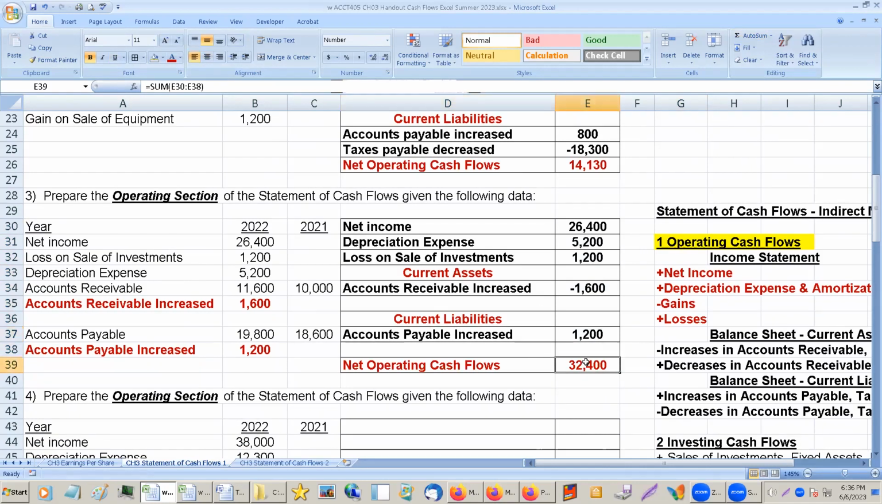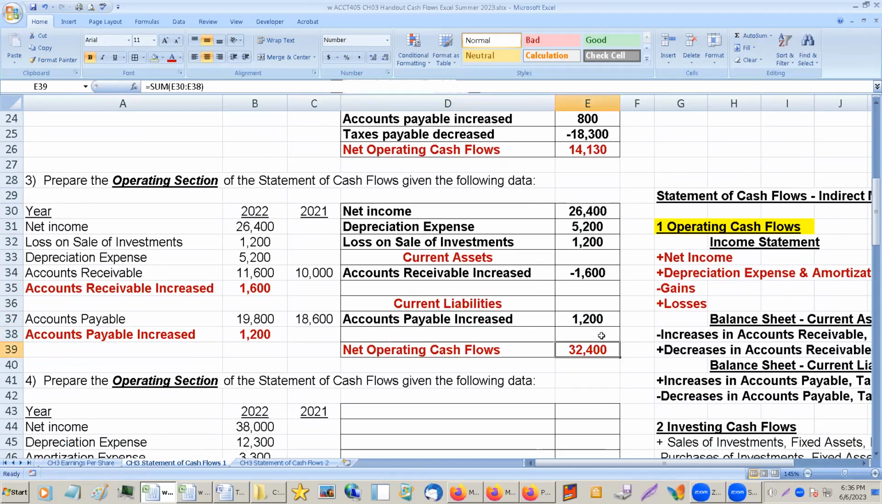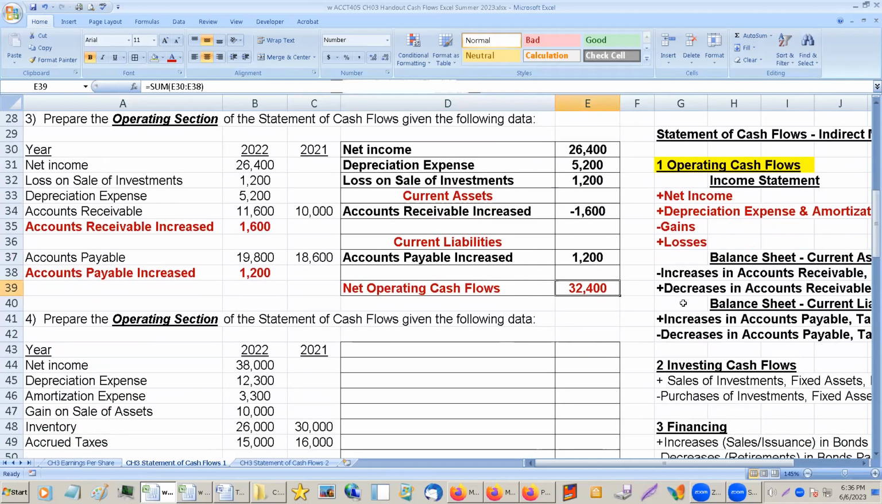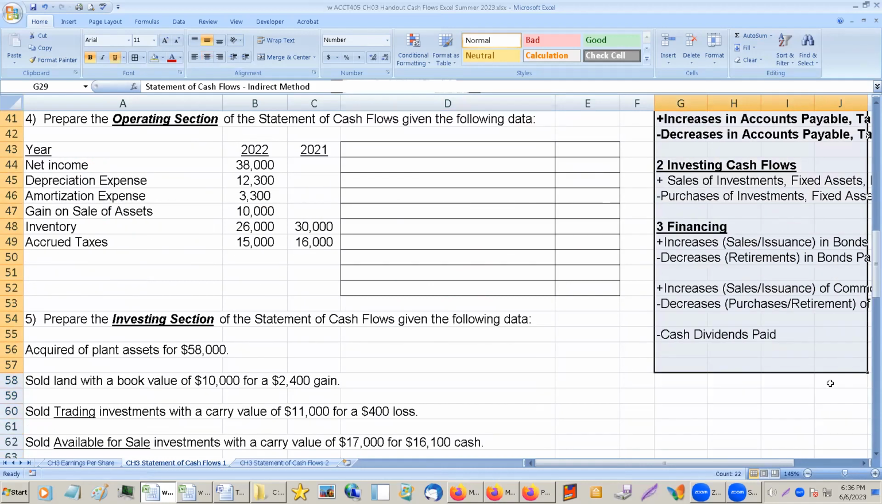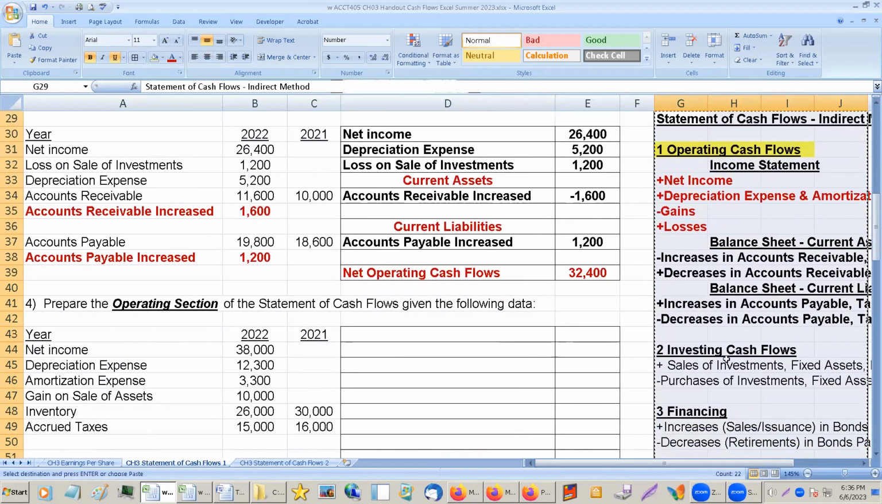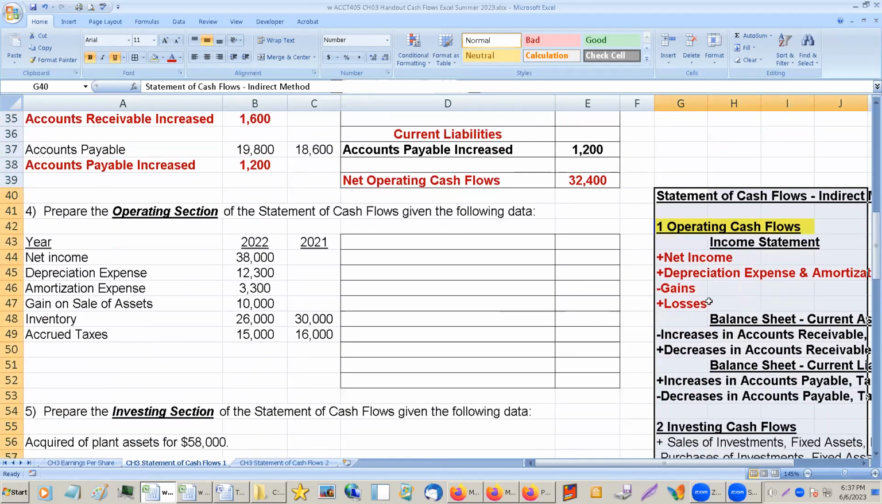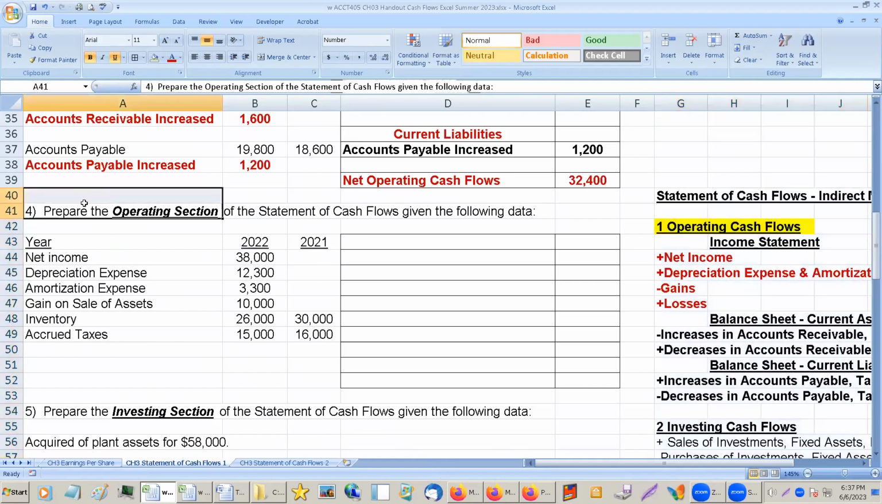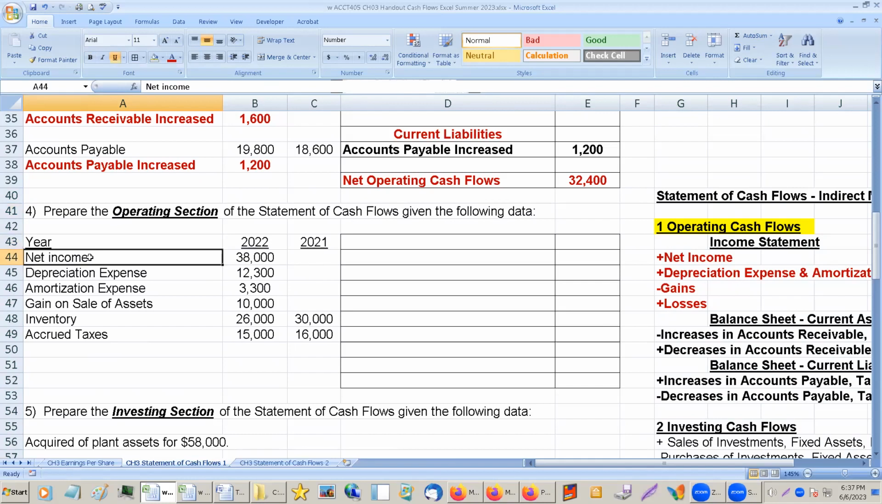So 32,400. And our last of the operating cash flows. Same thing as before. Oh, we have something new here, amortization expense. I guess I threw a bunch of wacky stuff in this one.